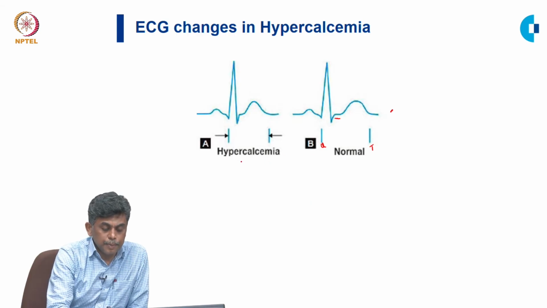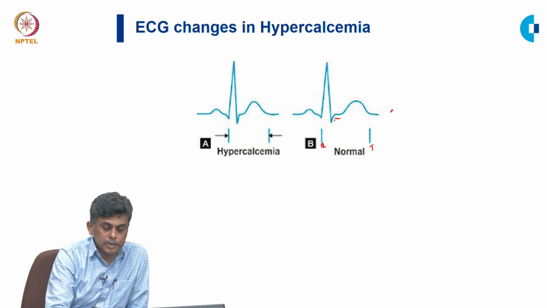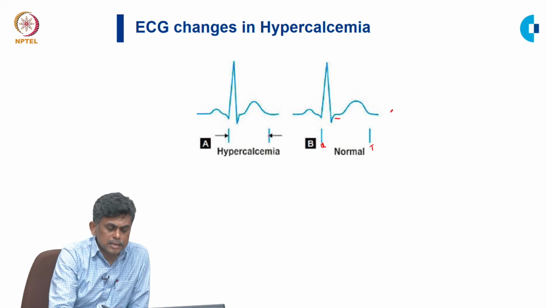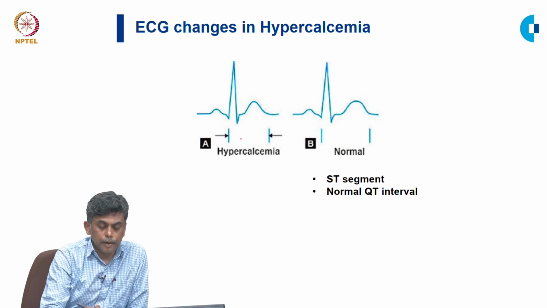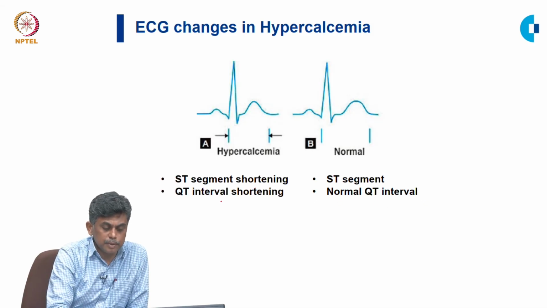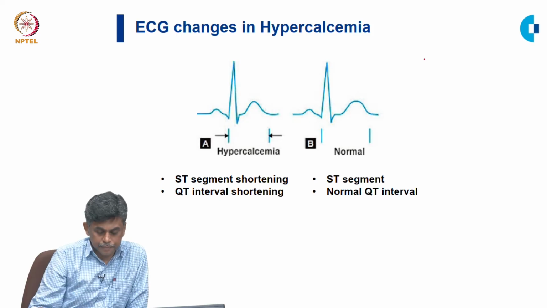Now what happens with hypercalcemia? When the calcium is high, what happens? It affects the ST segment. So what happens here? The ST segment shortens. As a result, QT interval shortens. So this is represented as, normally you have got the normal QT interval of 440 milliseconds. Now with hypercalcemia, what happens? The QT interval shortens. So the thing is, it affects the ST segment.